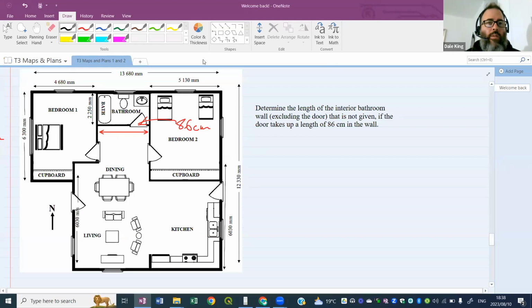Anybody out there can help me with this one. I need the length of this wall that I've marked with the red arrow here without the door. The length of that wall without the door. Who can help me with this? Some interesting questions. Anybody?